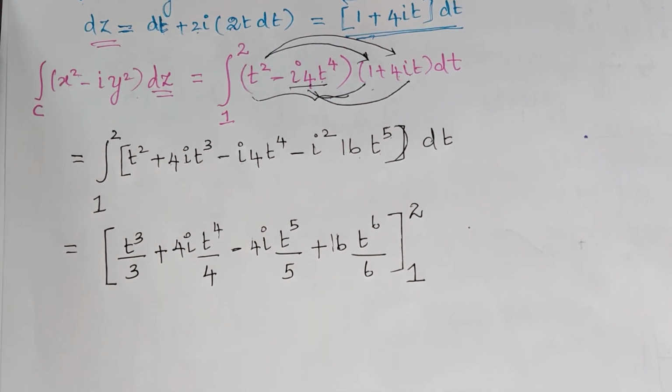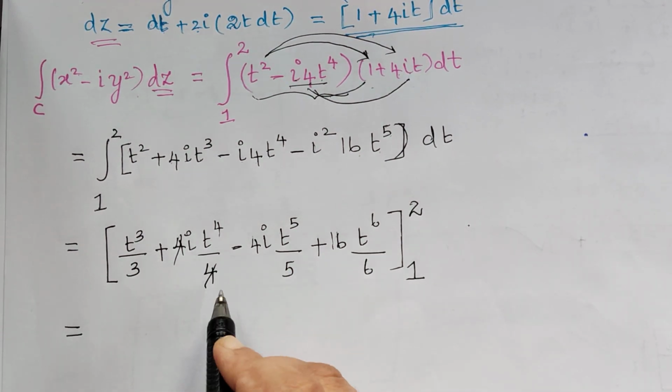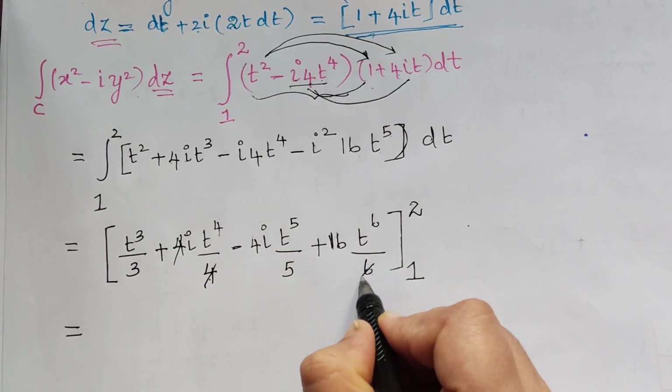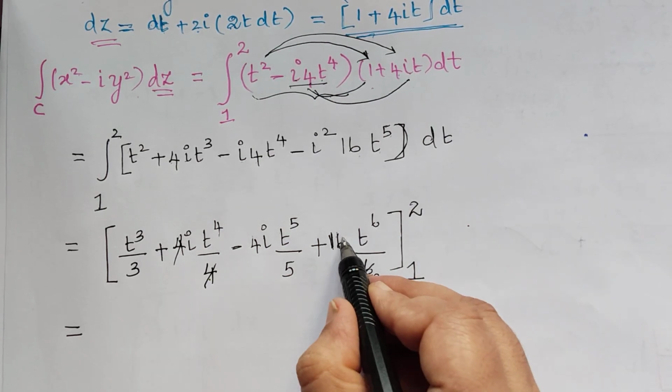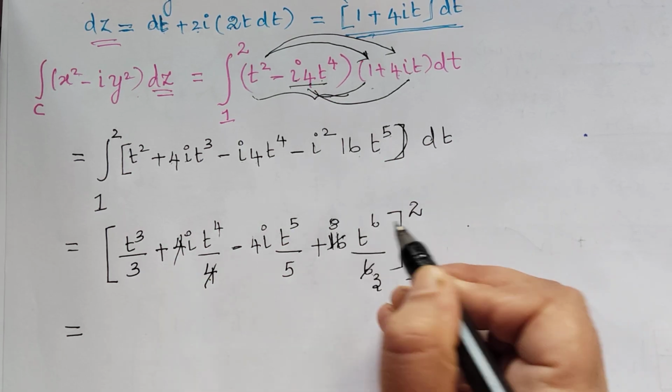So now we shall apply the limits. So this will be equal to, if you see this and this gets cancelled, and here also we can cancel this 2 three times, and this can be cancelled 2 eight times. Fine.